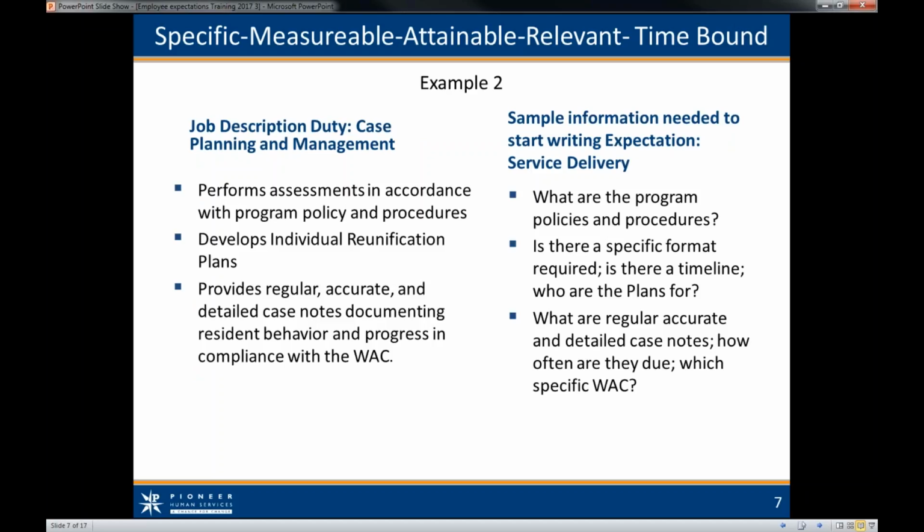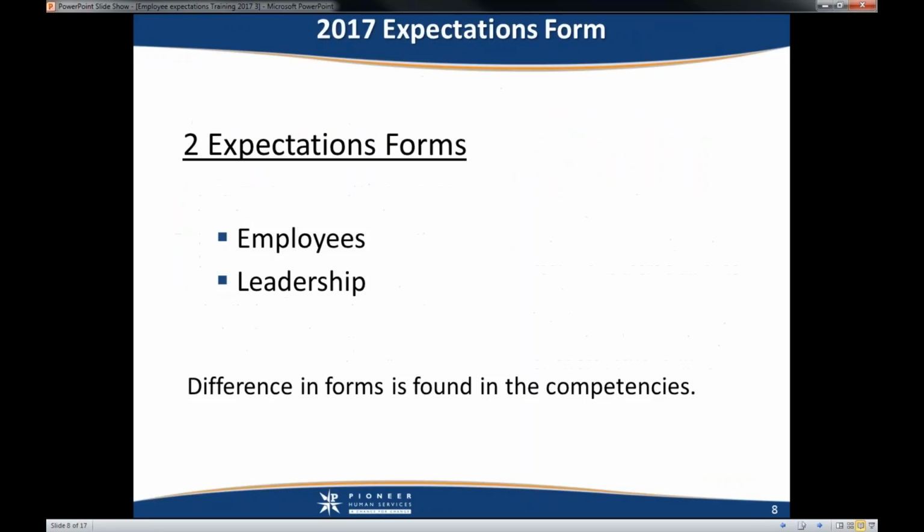The next one is an example of how the job description will look different than the expectations. In order to write a detailed expectation, sometimes more information is needed. This example shows some sample questions you might have depending on what bullet you choose to address in the expectation.